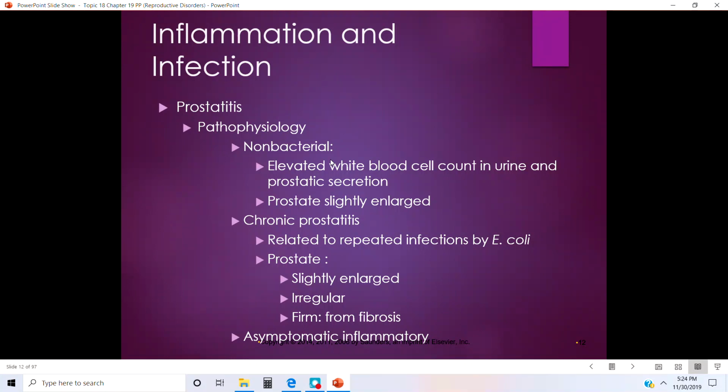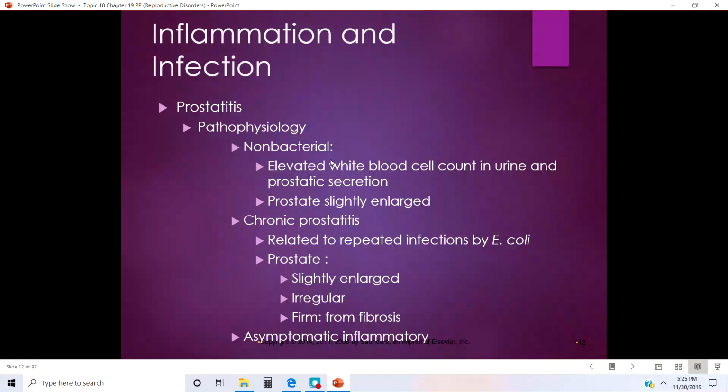The second one is known as non-bacterial. Here, the patient will also have an elevated white blood cell count in the urine and the prostatic secretions, and the prostate is slightly enlarged, right? So there's something going on, but it's non-bacterial.